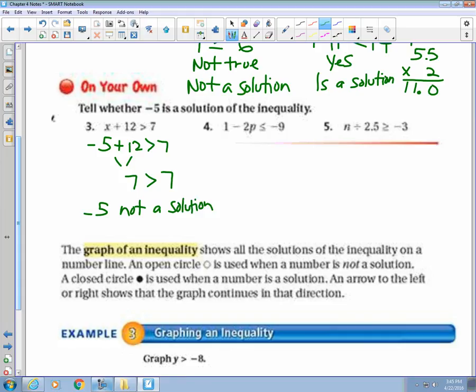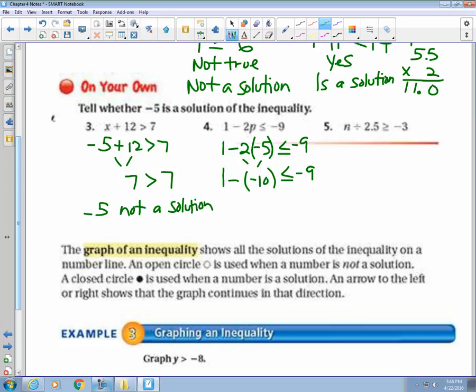Let's look at the second, number 4. 1 minus 2p is less than or equal to negative 9. I'm going to plug in the negative 5 for p. Remember to put it in parentheses. And I'm going to look at this. I have to do order of operations, and I have a multiplication right here to do first. So I have to keep the 1 minus. 2 times negative 5 is negative 10. A positive times a negative is a negative. It's less than or equal to negative 9.